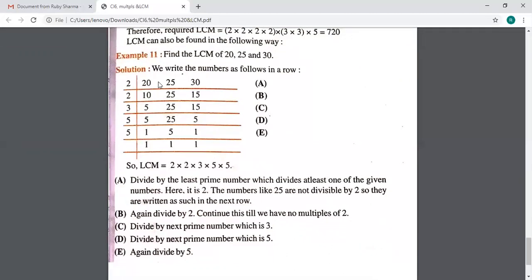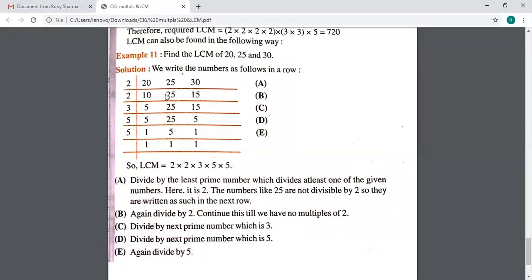So first we have to check all these numbers and see which is the least prime number it will be divisible by. So 20 and 30 will be divisible by 2. Though 25 is not divisible by 2, but the other two are, even if one number is divisible by 2 here, we will write 2. Right? It's like 2 tens are 20. The prime factorization method only we are doing. And since 25 is not divisible by 2, we bring down as it is. And then 2 15s are 30. So this is the first step.